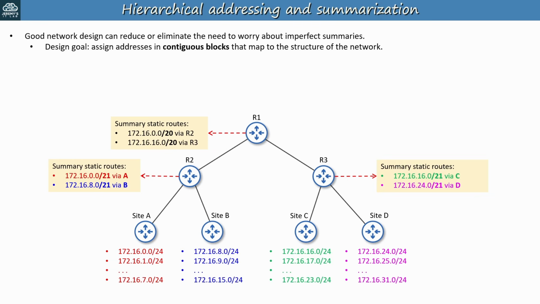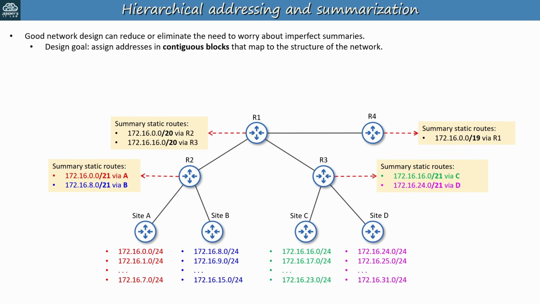And what if we have another router here, R4 connected to R1? How could we summarize the Site A, B, C, and D subnets using a single route here? We could configure a route to 172.16.0.0/19 with R1 as the next hop.